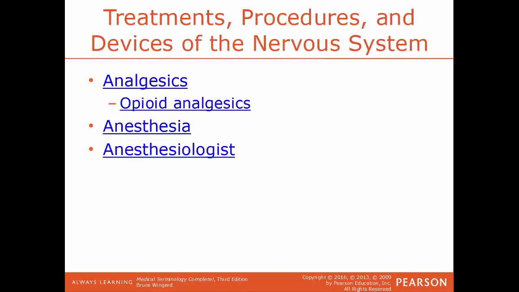Our first term, analgesics. This is another term for a pain reliever. Some common ones are aspirin and acetaminophen. Now, some of the stronger forms of analgesics are the opioid analgesics. These are narcotics that help to alleviate pain. Some examples of these would include OxyContin, Percocet, Vicodin. All of those are technically pain relievers, but these are based from an opiate source. These are narcotic pain relievers.